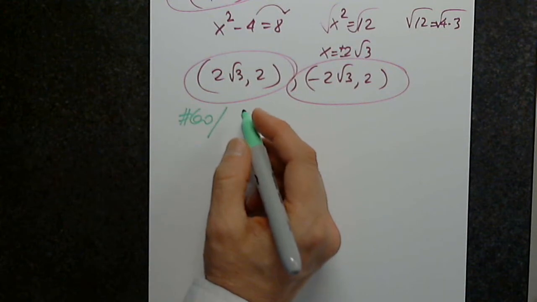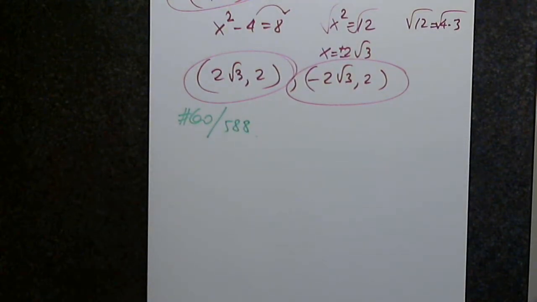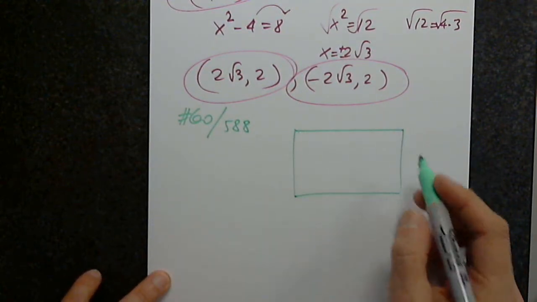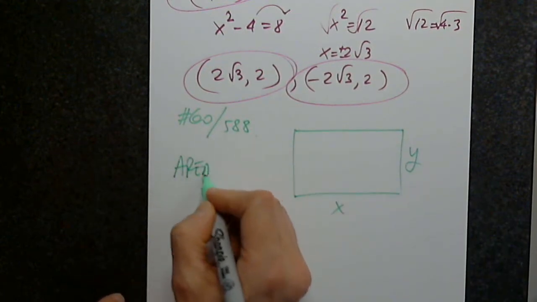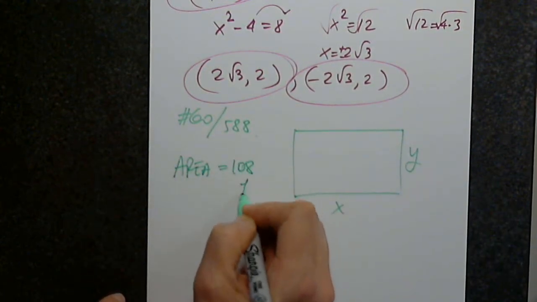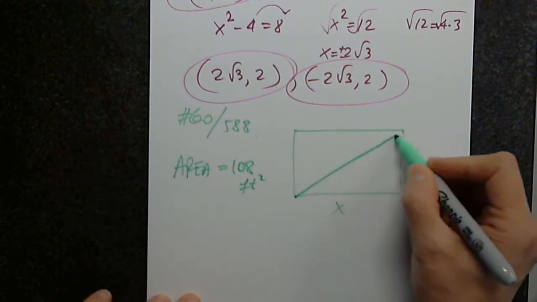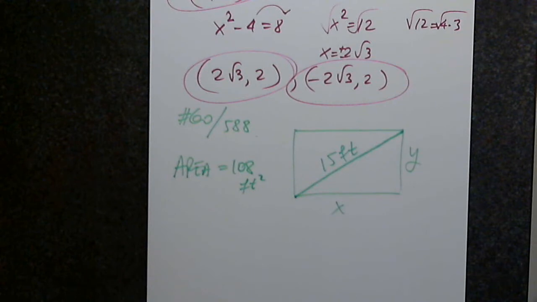Page 588. The area of the rug, so when we read, we take notes. So the area is 108 square feet. The length of its diagonal is 15 feet. Find the length and the width of the rug.